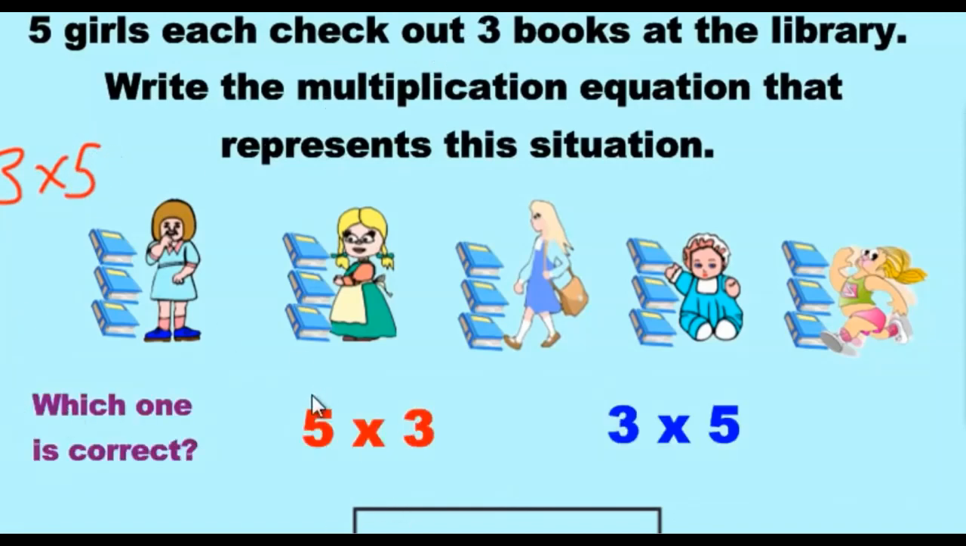Let's see. Well, some of you wrote 3 times 5. Others of you watching the video might have written 5 times 3. And only one of them is right. Not going to tell you. Actually, I will. Which one is right? Is it 3 times 5? No! The man knows what he's talking about. The man says no.